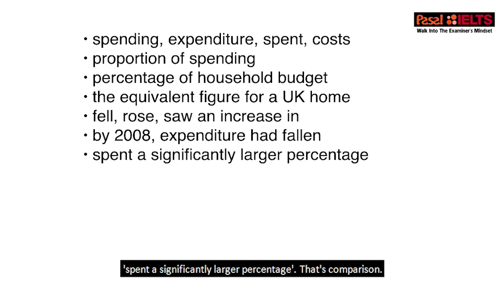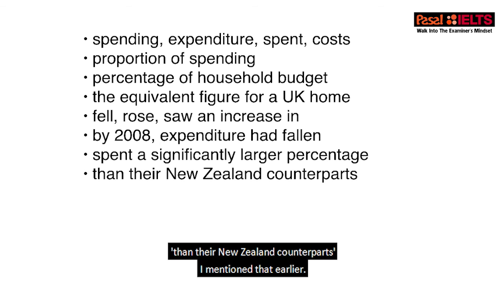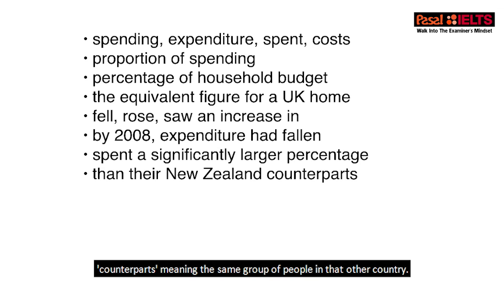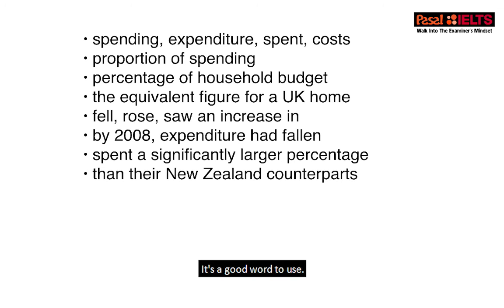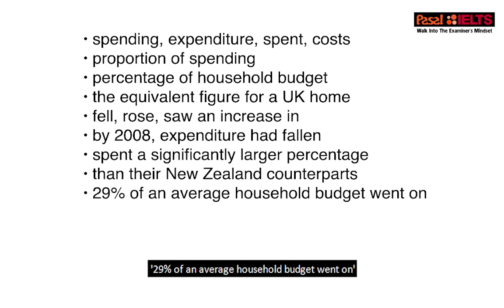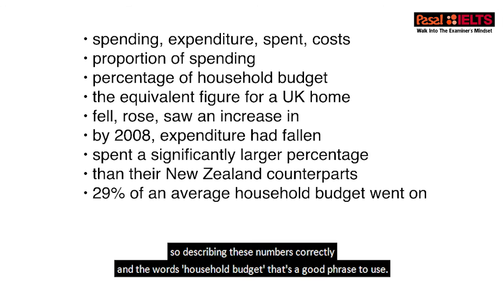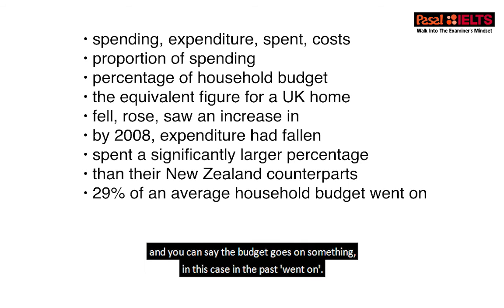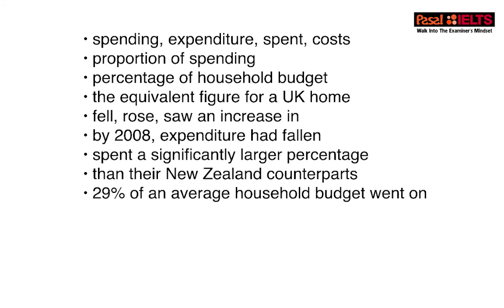Spent a significantly larger percentage, that's comparison, than their New Zealand counterparts. I mentioned that earlier. Counterparts meaning the same group of people in that other country. It's a good word to use. 29% of an average household budget went on. So describing these numbers correctly, and the words household budget, that's a good phrase to use. And you can say the budget goes on something, in this case in the past, went on.